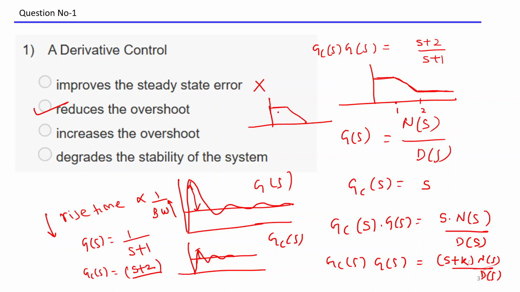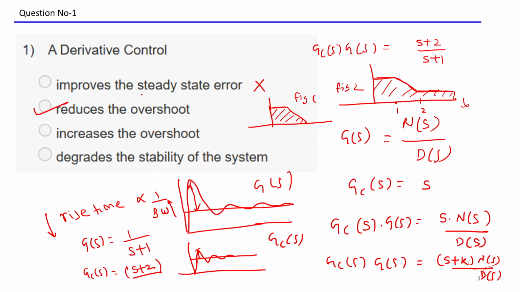So you can see your bandwidth is now limited to this region, but here what will happen, your bandwidth is limited up to infinity. I'm not saying it is literally infinity, it depends on other factors like system gain and everything, but you can see it clearly from figure 1 to figure 2. By adding this derivative control, you can see that the bandwidth increases. If bandwidth increases, the rise time decreases, and it reduces the peak overshoot. So that's why that option should be the right answer.